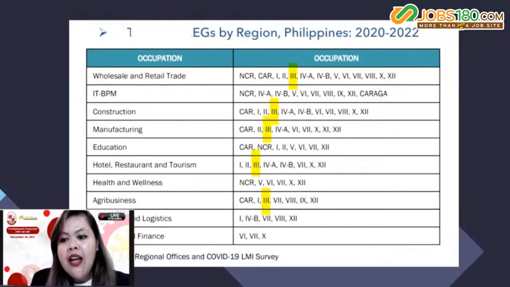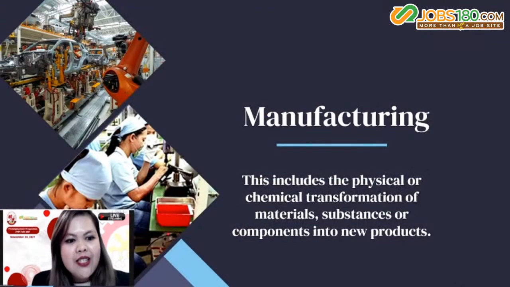So on your screen, you could see the KEGs by region from 2020 to 2022. You could see that industries such as wholesale and retail trade, construction, manufacturing, hotel, restaurant, and tourism, and agribusiness are the major KEGs in Central Luzon. What do you think is the top industry among the KEGs? Yes, you're right. It is the manufacturing sector.